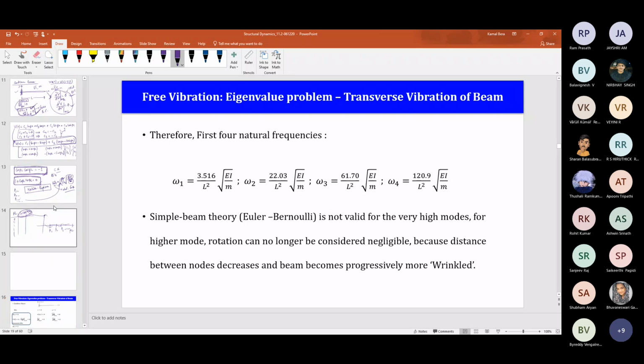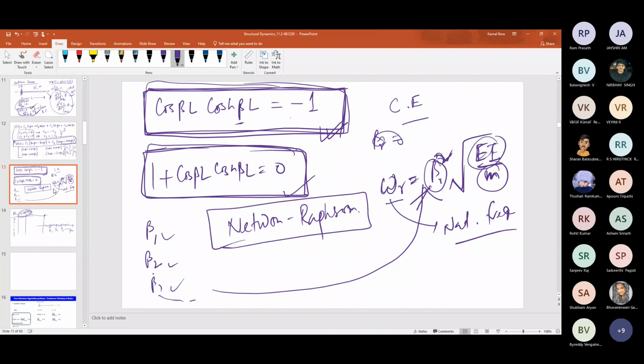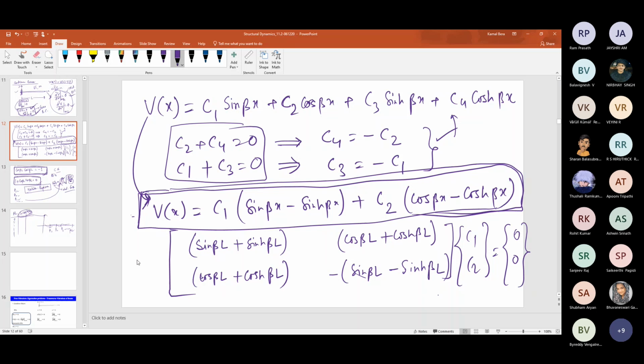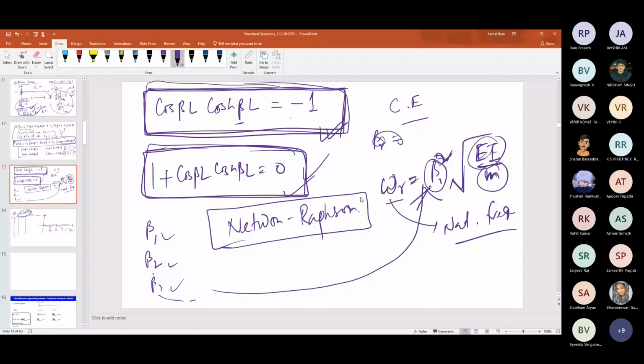But before that, let me complete one thing. What we got here is two equations, right? But what is the eigenfunction or the mode shape? I got the characteristic equation, 1 plus cos beta L cosh beta L equal to 0. I'll solve it, I'll get beta 1, beta 2, beta 3, and so on, and I can find out the natural frequencies. One thing is done.